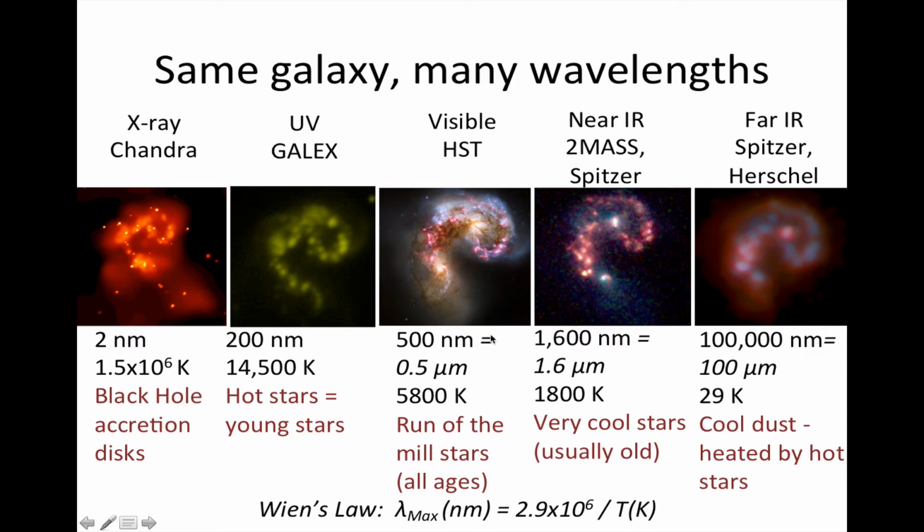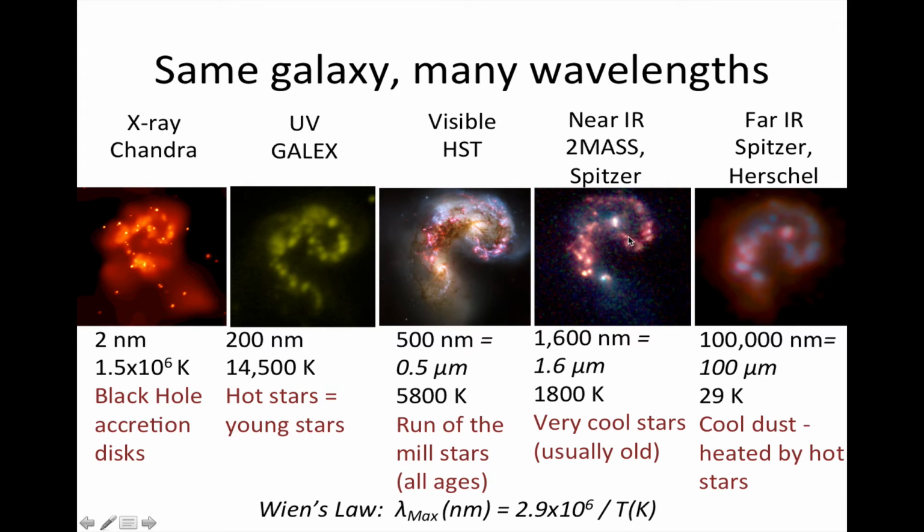In the visible, the wavelength of light is maybe 500 nanometers, which is half a micron. A micron is a millionth of a meter. And the temperatures of these objects are maybe 6,000 Kelvin. And those are typically the run-of-the-mill stars, like our sun, all ages. So here you can see there's definitely some bright spots in the tadpole, but also some dark regions. It looks very different than it does in X-rays or UV.